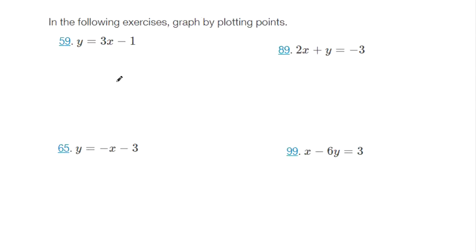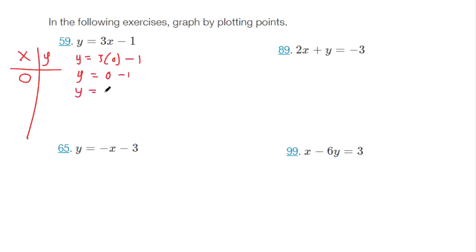Graph an equation by plotting points. What you should do is make an x and y table off to the side. You can plug in whatever number you want for x. I'm going to choose 0. You could plug in 1, you could plug in 5, you could plug in a billion, because if you solve the equation after plugging in that number, what you get is the corresponding y value. That's a point on your graph.